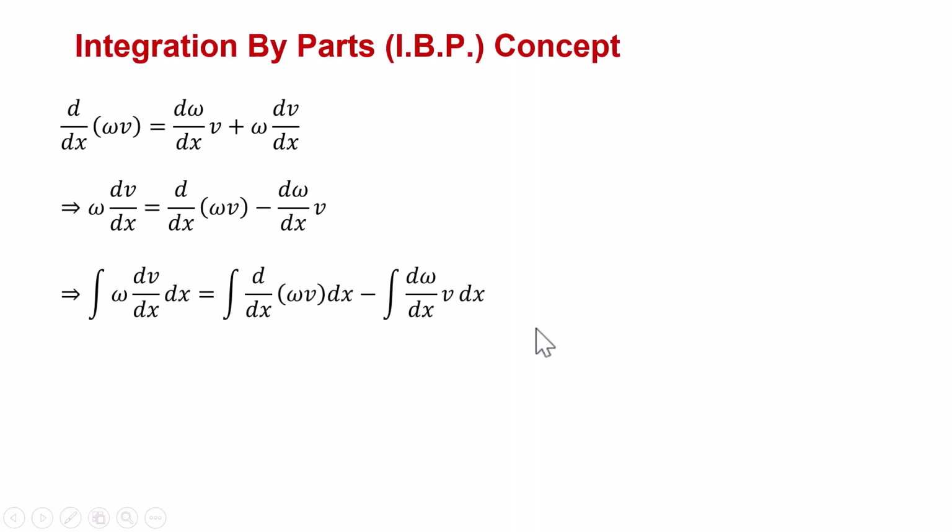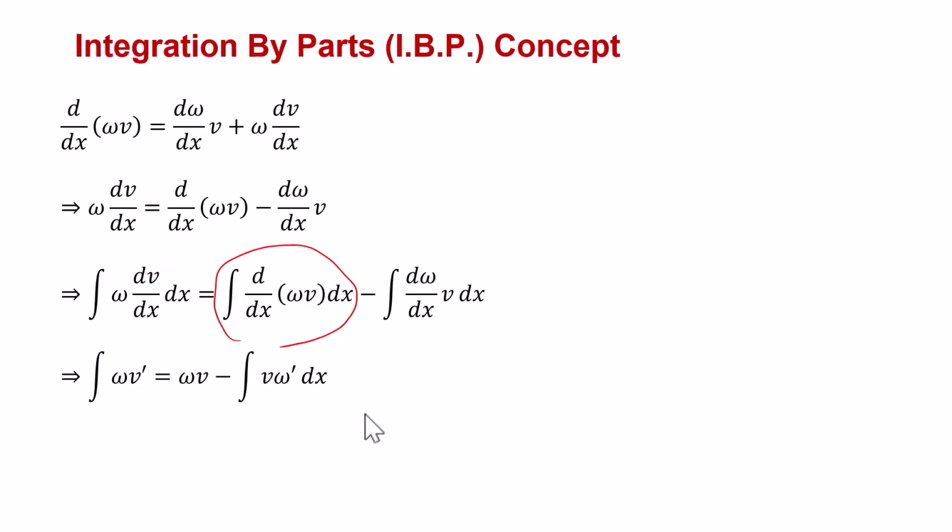Next, we integrate both sides with respect to x. On the right hand side, the first term becomes the integral of a total derivative, which can be directly written as wv. So we get the integral of w v prime equals wv minus the integral of v w prime dx. We also missed a dx here. This is the integration by parts formula.